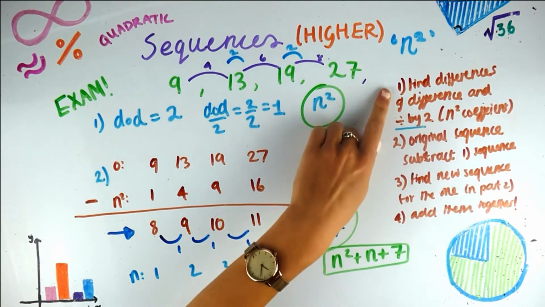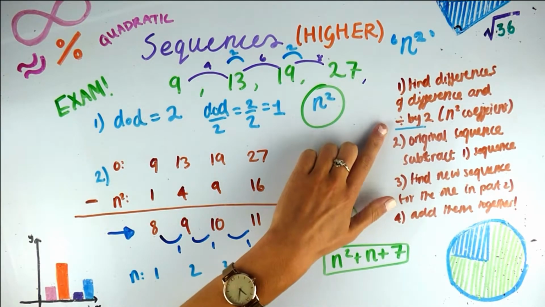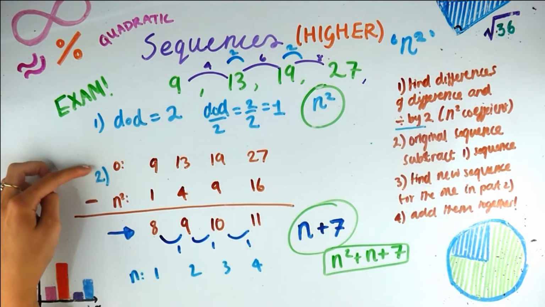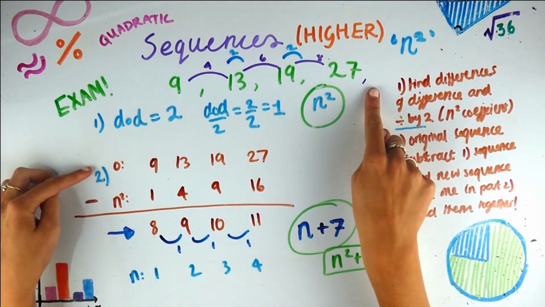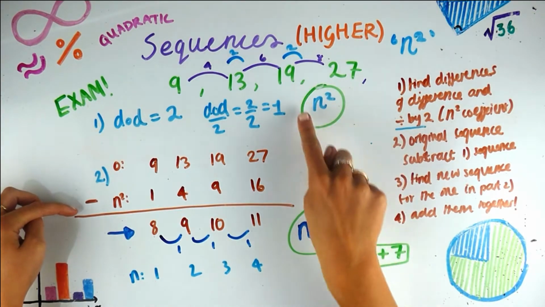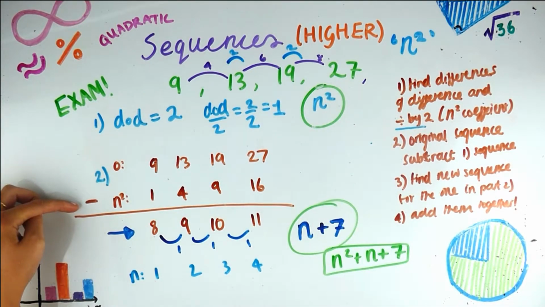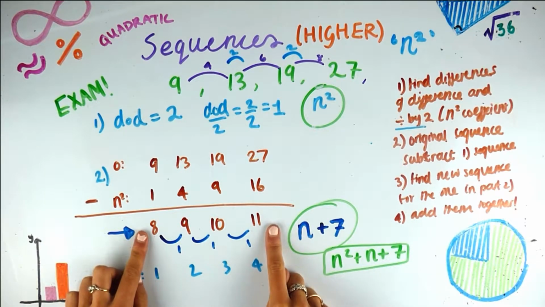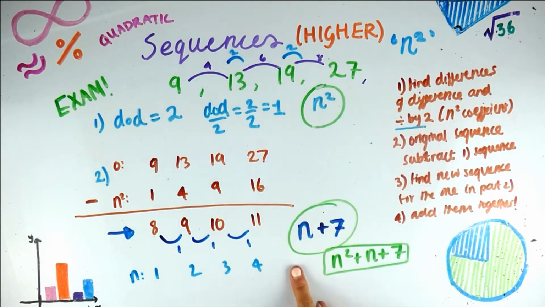So step 1 is find the difference of the differences and divide by 2. This becomes your n squared coefficient. Part 2 is you take your original sequence, the one here, and you subtract the sequence you found. So in our example, this was n squared. Then you find the expression for the nth term of this new sequence. Part 4, add this part, and there's your answer. So let's do this again with a different example.